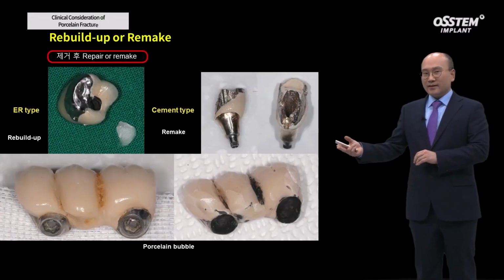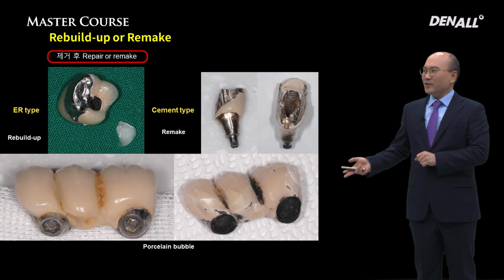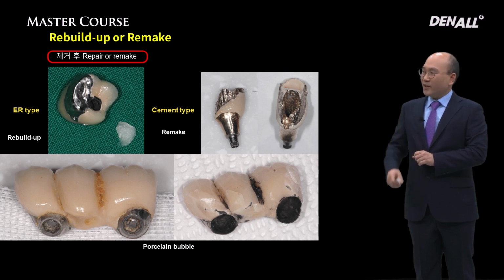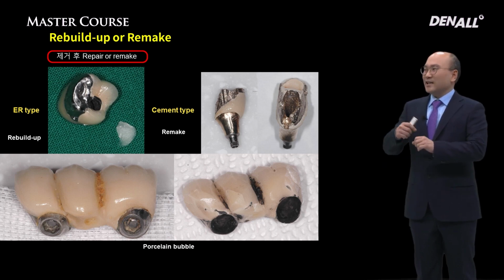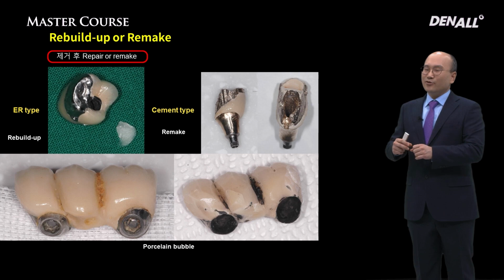And if it's screw type, and if it's ingot or splint type, then you could just remove it and repair it. But if it's cement type, removing is tricky. So to find the screw hole, sometimes the prosthesis is ground also while grinding. So the abutment can be saved, but you have to create a new crown.